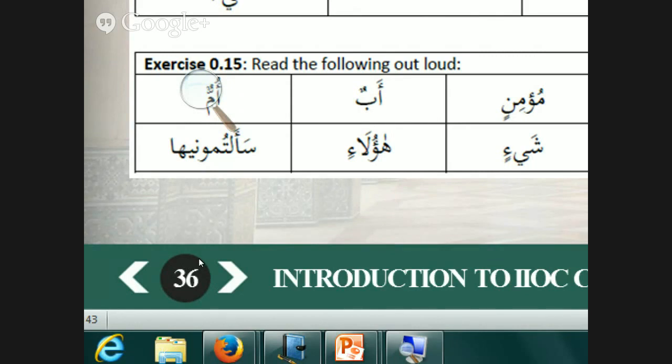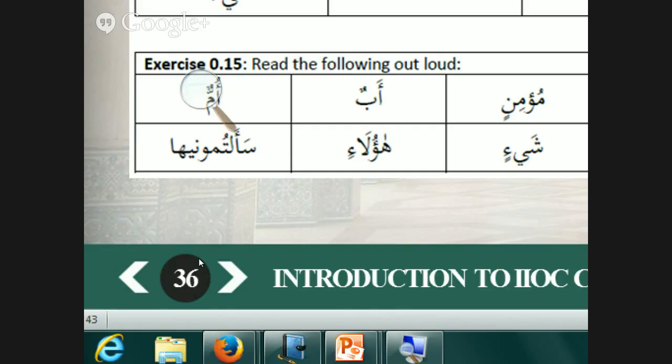I may not have clarified this rule so much, but whenever you have a round ta, which vowel would you always get before it? Fatha. You'll always have a fatha before the round ta. That's a rule. There's another rule. If you ever see any letter which has a dhamma on it, and after it comes a waw, it will always be a long vowel.